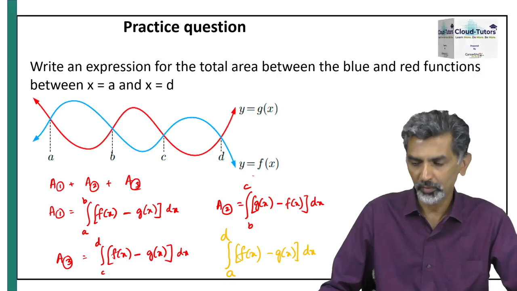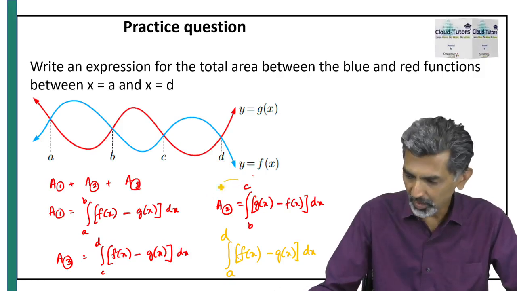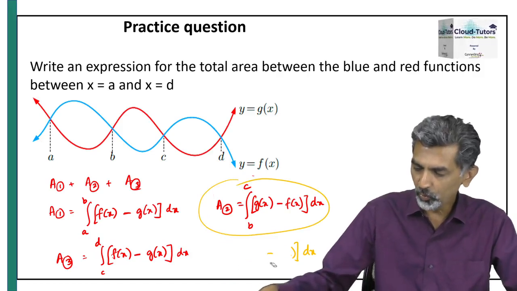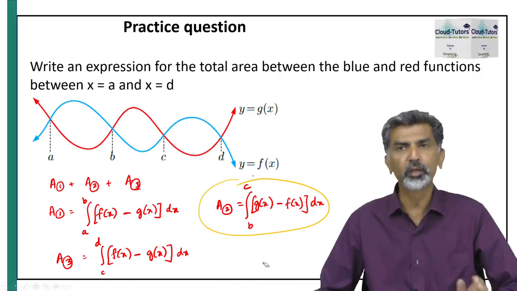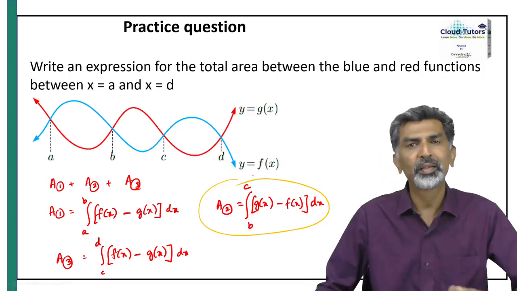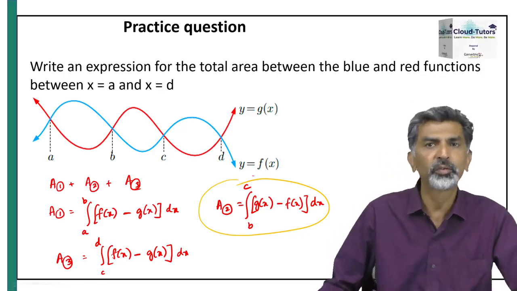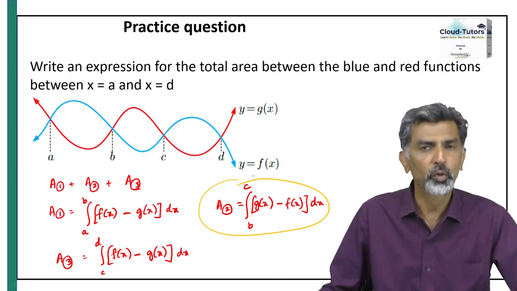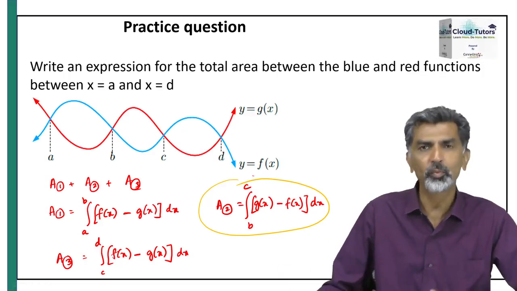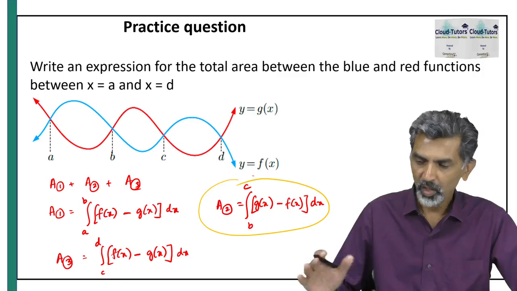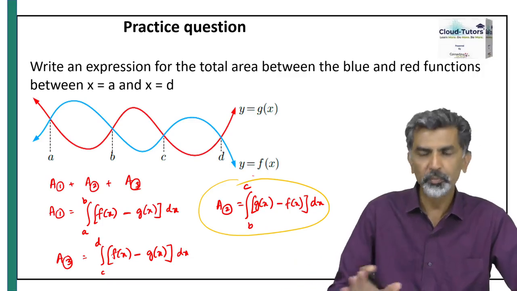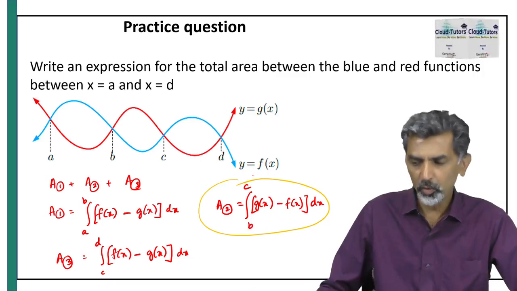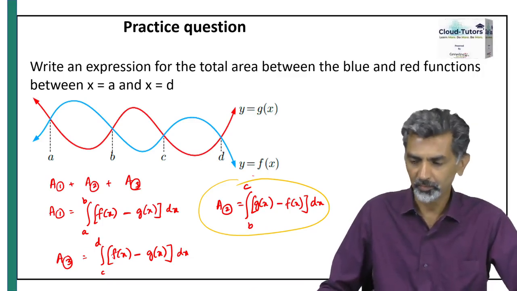Think about it for a second. The answer lies in this section over here. If you were to write that as f of x minus g of x, you will get the negative of the answer you are supposed to get, which will therefore affect your final answer. So you have to be careful about how you consider the separate regions in a problem like this. Think about it for a second and you will get it.